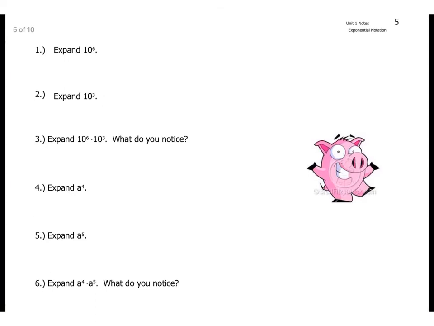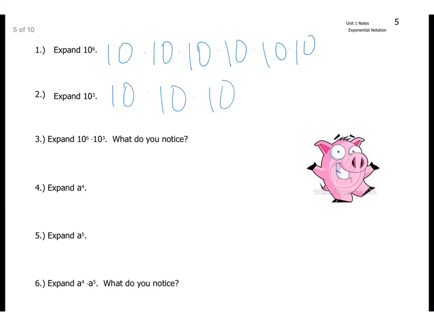Now we're going to do some trial and error. We talked about how to read exponential notation. So now we're going to look at expanding. So we expand 10 to the 6th power. Well, that's 10 times 10 times 10 times 10 times 10 times 10. So it's 10 times itself 6 times. Now we need to expand 10 to the 3rd power. So I have 10 times 10 times 10. And then it says to expand 10 to the 6th times 10 to the 3rd.